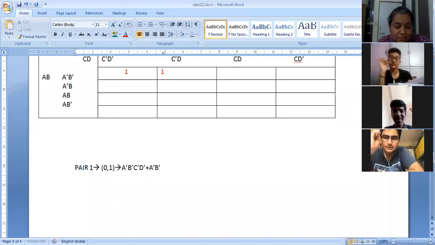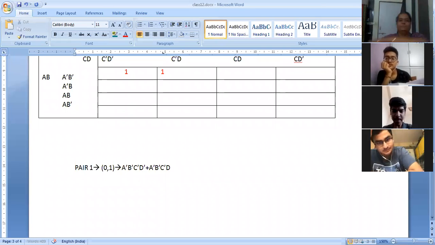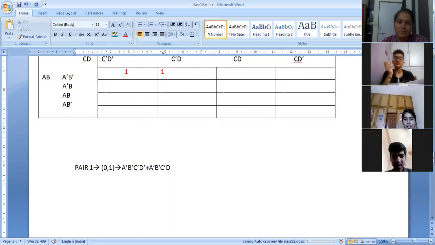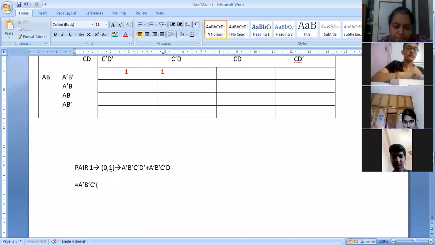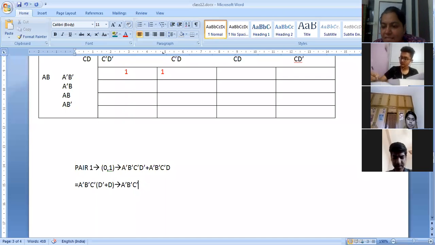A bar, B bar, C bar, D. A bar, B bar, C bar is common. So the first 3 terms are common. D bar plus D will nullify each other. So the answer is A bar B bar C bar. Remember, when we had an octet, the answer was in one variable. Here the answer is in 3 variables. So we have got rid of only one variable, that is D.